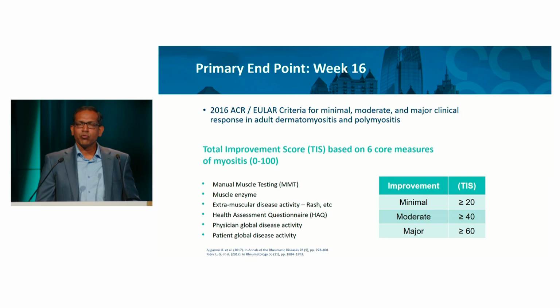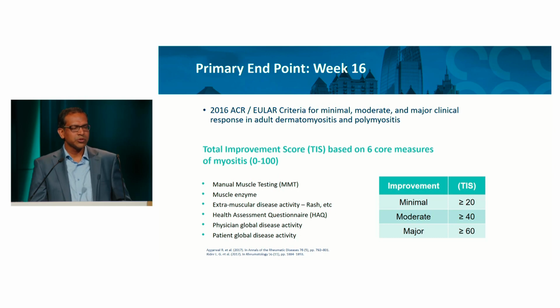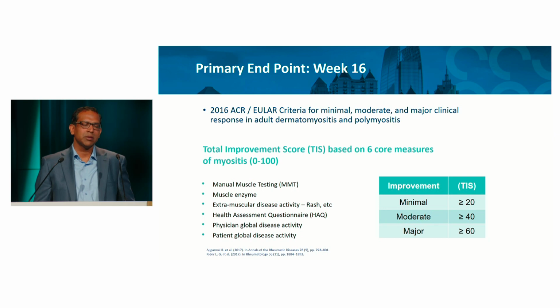The primary endpoint was at week 16, using the criteria I just described to you, the 2016 ACR-EULAR myositis response criteria. Again, it's based on the total improvement score, which itself is based on improvement in 6 core set measures, and 3 thresholds of minimal, moderate, and major improvement.